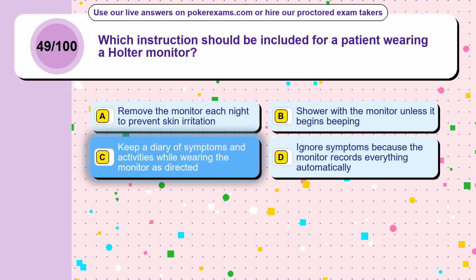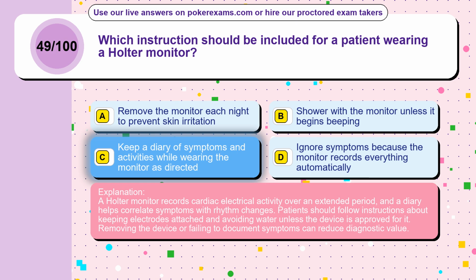The correct answer is option C. Keep a diary of symptoms and activities while wearing the monitor as directed. A Holter monitor records cardiac electrical activity over an extended period, and a diary helps correlate symptoms with rhythm changes. Patients should follow instructions about keeping electrodes attached and avoiding water unless the device is approved for it. Removing the device or failing to document symptoms can reduce diagnostic value.